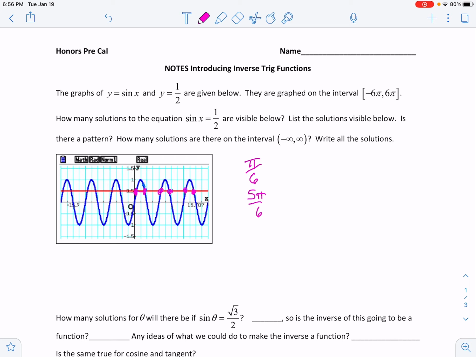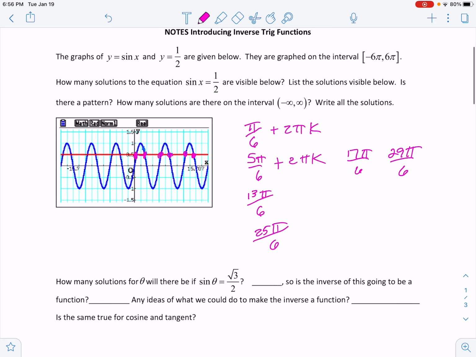This is 13 pi over 6. Okay? In other words, you're going to be adding 2 pi k. If you wrote all the solutions, you'd keep going and going. You keep adding 12 pi over 6 to that, and that's where you get 13 pi over 6. You add 12 more, and you get 25 pi over 6, and so on. There's lots of solutions. Okay?